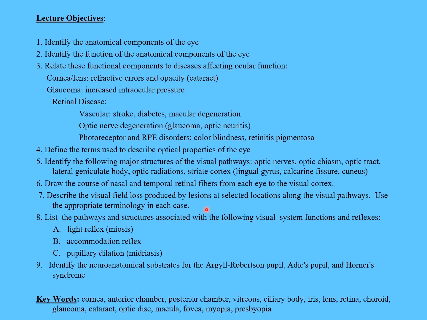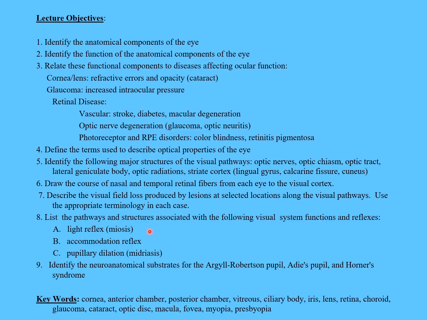We'll describe the visual field losses produced by lesions at various locations along the visual pathway and identify the terminology of each type of visual field deficit. We'll identify the pathways and structures involved with a couple of specialized reflexes and functions.